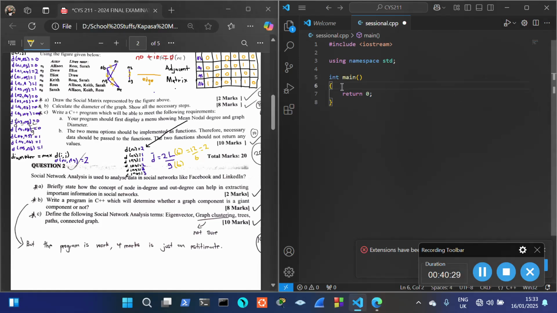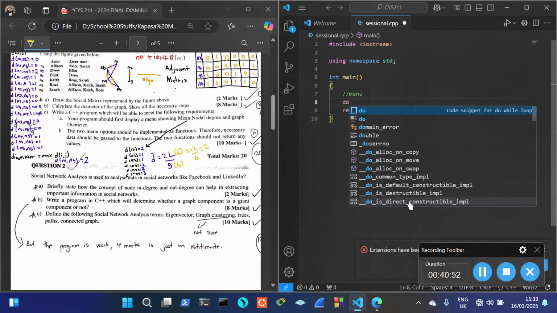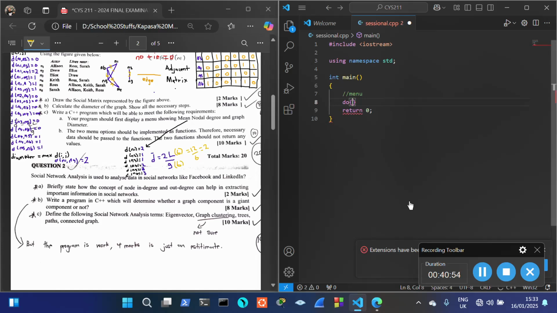So if you come in this main function, now let me just give a comment. So double slash is a single line comment. We'll say menu, okay? So here this is just a comment saying that I'm creating a menu. So a menu can be created. So let me just use a do while. So the syntax of a do while is do, then these two symbols, then at the end we say while, which has this syntax.